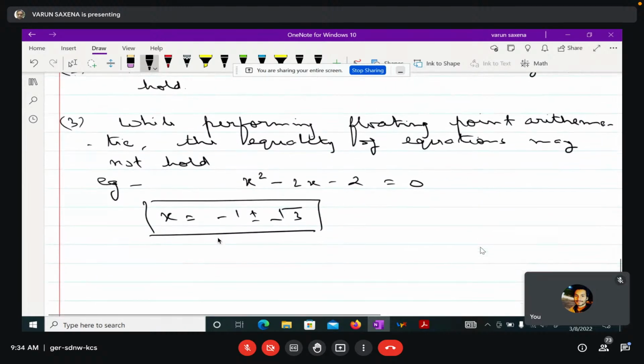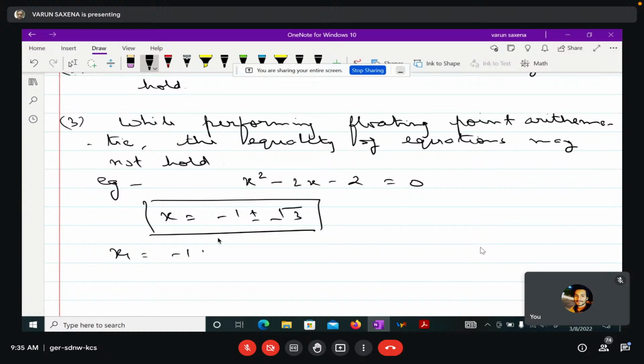So equality is satisfied. But right now I'm not writing this as a floating point number. I'm writing it the way we have been trained so far, just like in the decimal format. But this is not how the computer sees it. So the two roots are x1 is -1 plus root 3, and the other root x2 is -1 minus root 3, right?